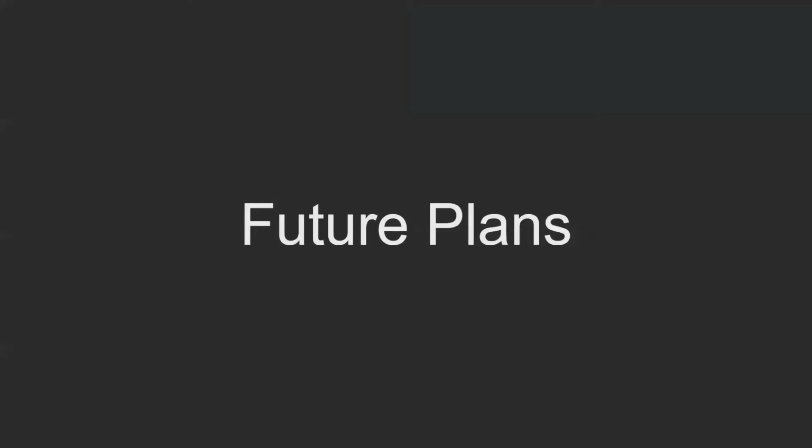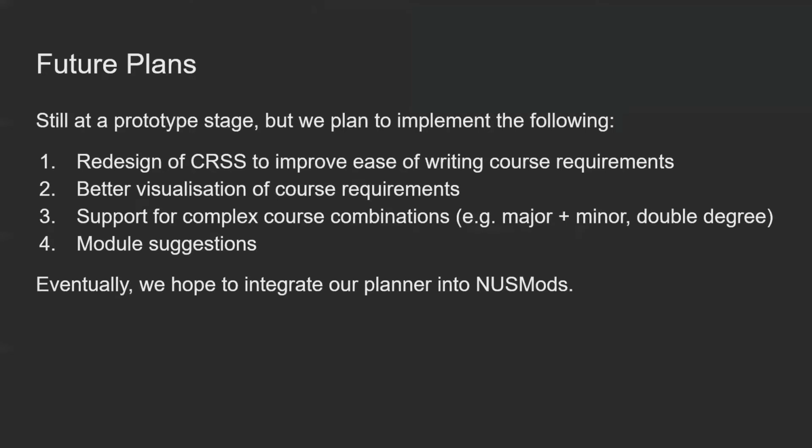Lastly, I'll be speaking about the future plans that we have. Currently, plaNwithUS is still at the prototype stage, but we plan to implement the following. Firstly, we'll be redesigning our CRSS to improve the ease of writing course requirements. Secondly, we'll be doing a better visualization of course requirements. Afterwards, we'll try to support complex course combinations such as major or minor combinations and double degrees. And lastly, we'll be integrating module suggestions.